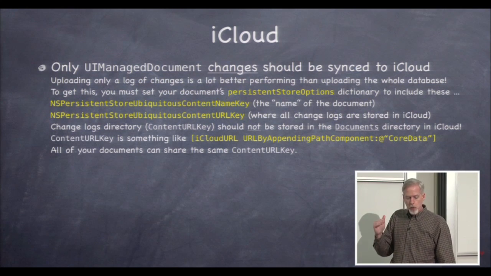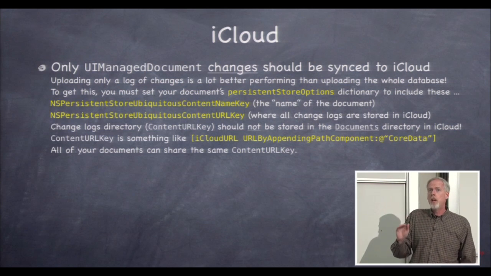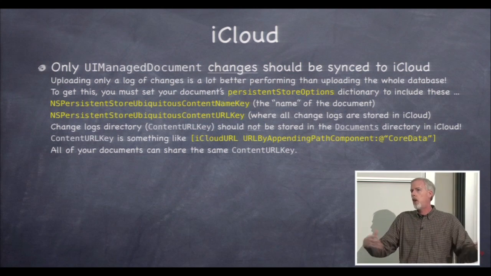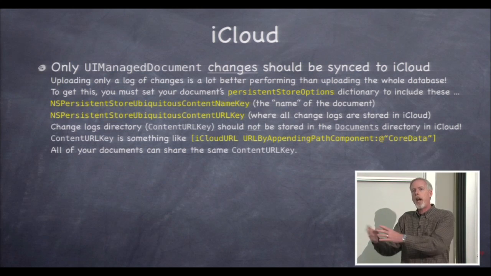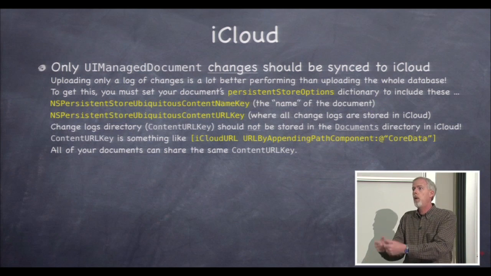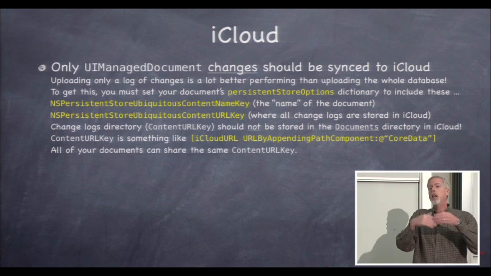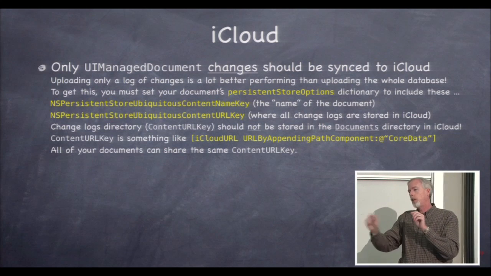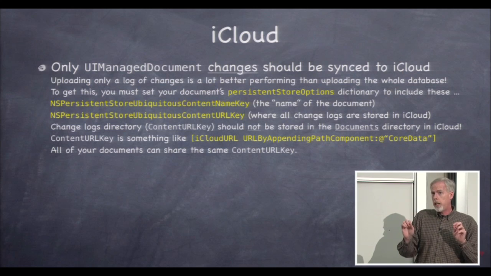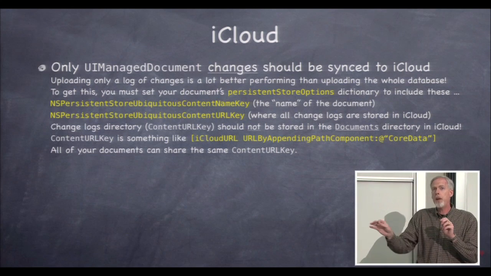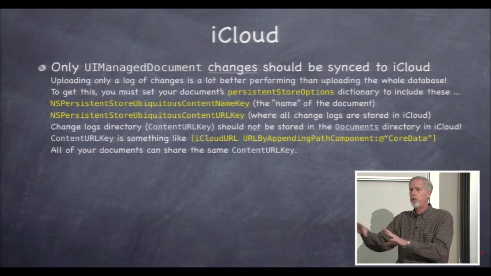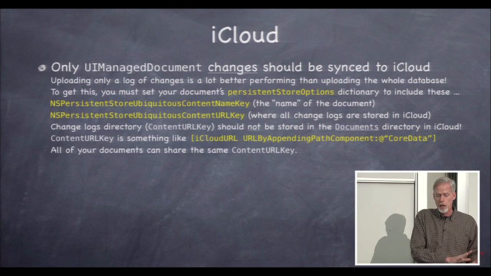You must set that. This next one, the persistent store ubiquitous content URL key, I think it's supposedly optional, but I'd set it anyway. This is the URL in the cloud where all those change logs are going to be put. All the changes are made to the Core Data, and it puts up these logs of the changes; that's where it's going to put them. That does not want to be in your documents directory. It wants to be in the cloud somewhere, but not in your documents directory. Probably in a directory that's a sibling of the documents directory, like maybe the iCloud URL slash core data or slash transaction logs. The value for this key, which is a URL, can be the same for all your documents. It will automatically divide up this directory so each document has its own space. So this one doesn't have to be unique per document.